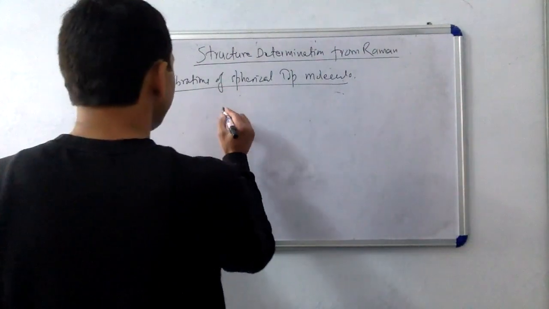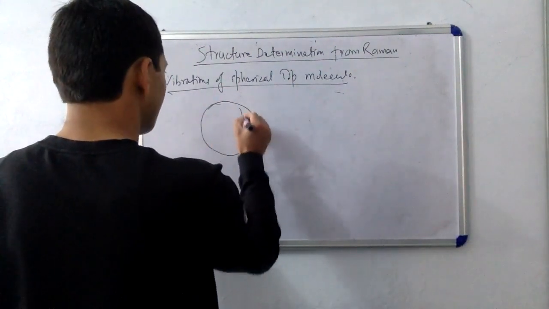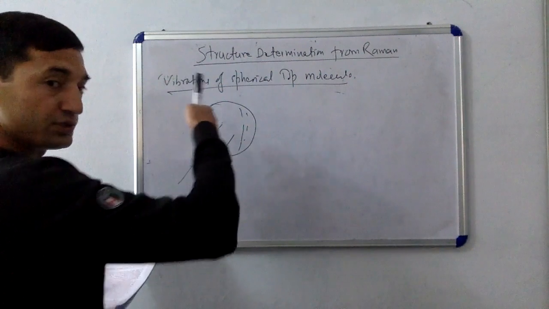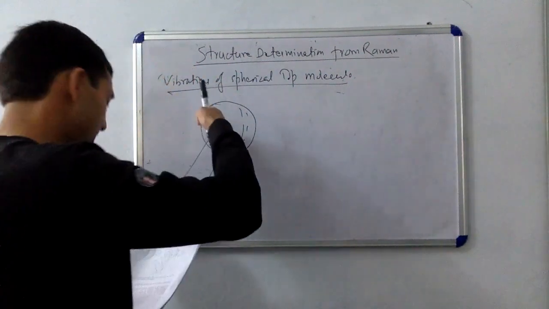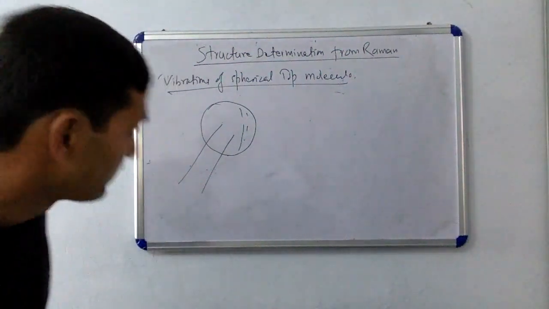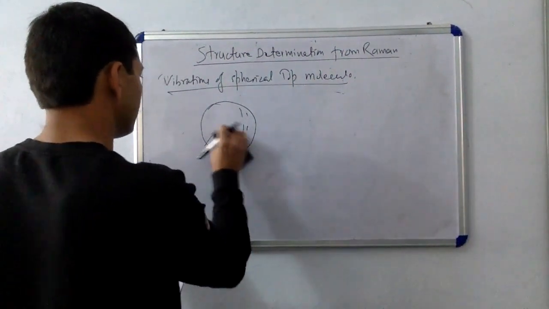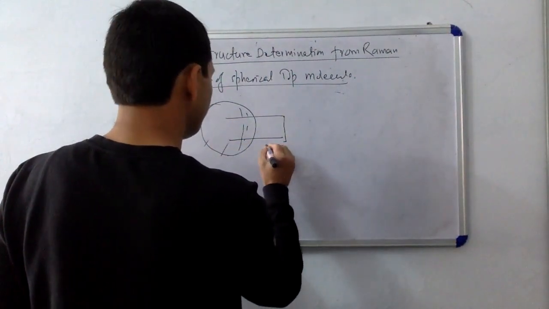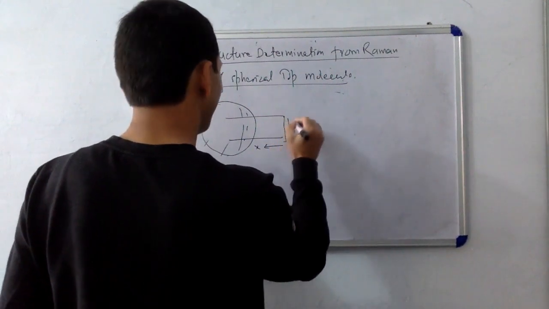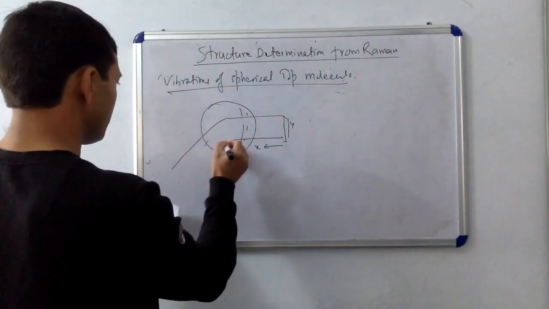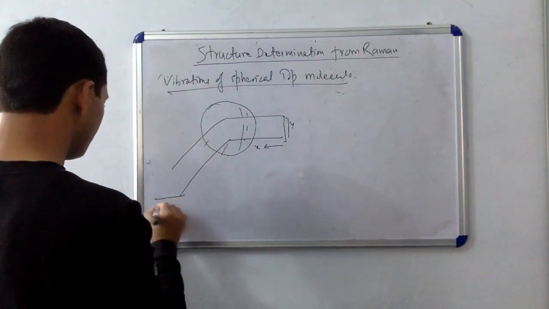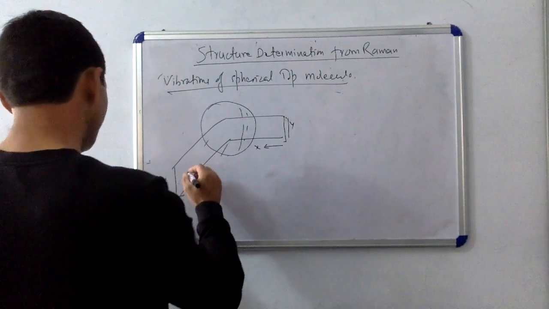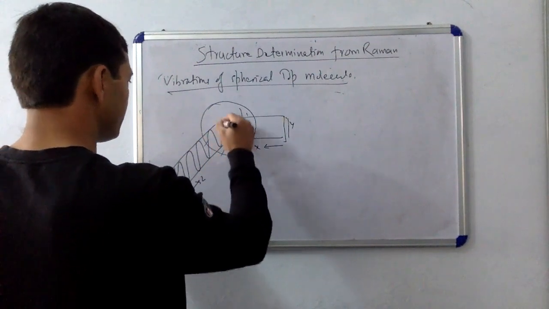So this is my molecule, and the radiation is falling on it. This is the sphere, and the radiation is falling in this direction. This is x, this is y. The radiation is falling in this fashion. So you have this x, this is the z direction, this is the y direction, and the radiation is falling on it in this fashion.